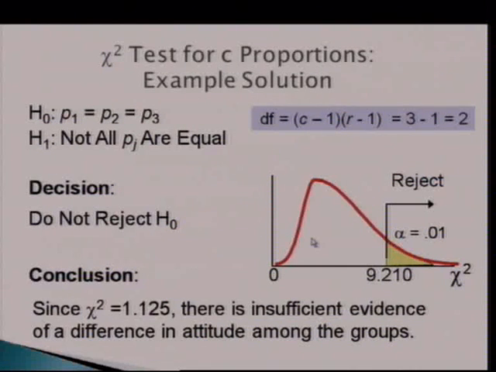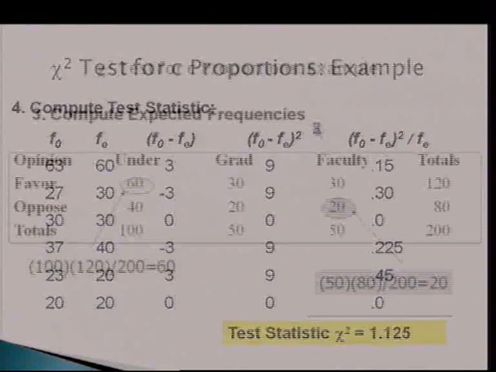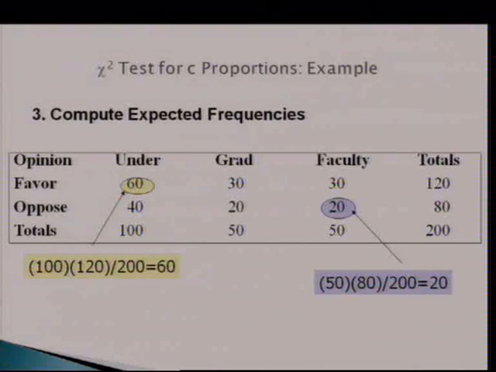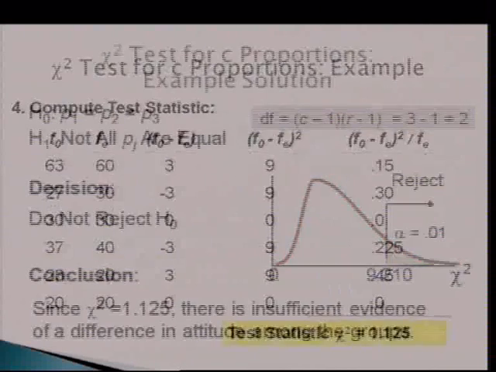Now let us calculate this one. The degrees of freedom is (number of columns minus 1) into (number of rows minus 1). If the number of columns is 3 and the number of rows is 2, then 3 minus 1 is 2 and 2 minus 1 is 1, so 2 into 1 is 2. So the degrees of freedom we are taking here is 2.